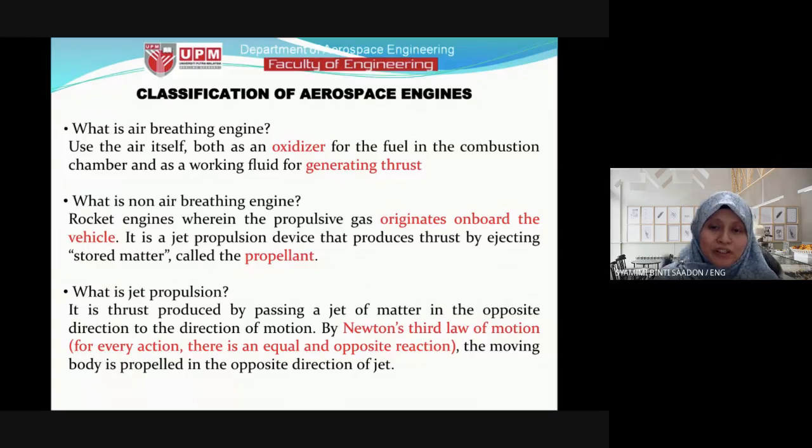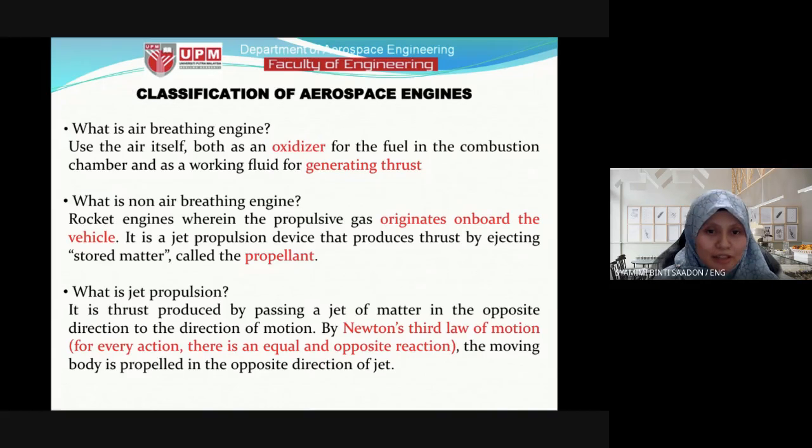For the fuel, methane, octane, diesel, etc., in the combustion chamber, the engine uses the air itself both as an oxidizer for the fuel and as a working fluid for generating thrust. So an air breathing engine is a type of aircraft engine that uses an oxidizer for the combustion of the fuel in order to generate thrust.